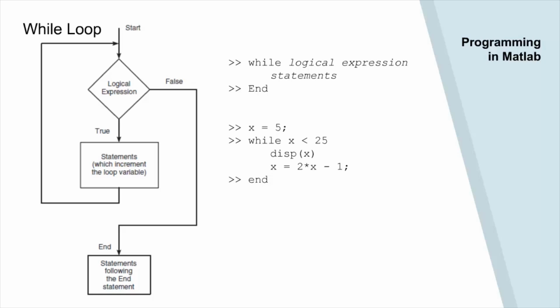So the flowchart is also the same as the one shown here. Each while statement must be matched by an accompanying end statement. This is the same as with the for loop. The statements should be indented to improve readability, and we may nest while loops with other for loops or if statements.